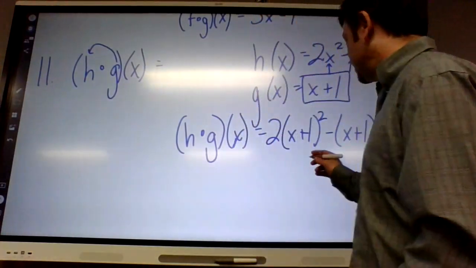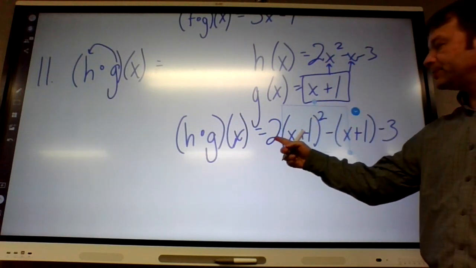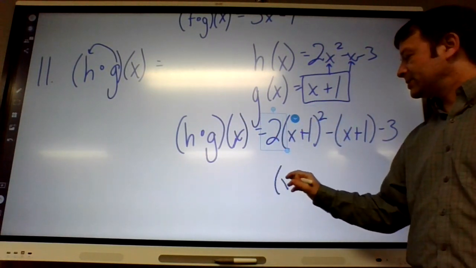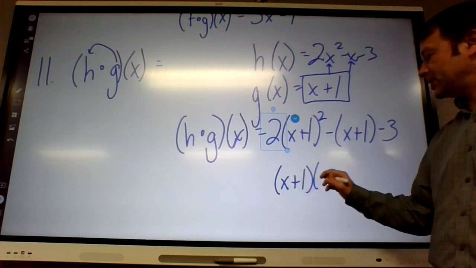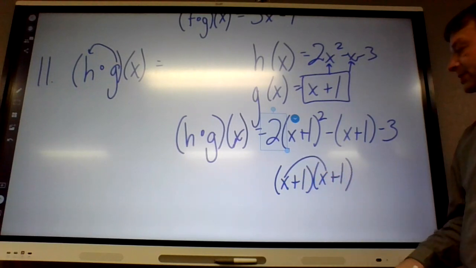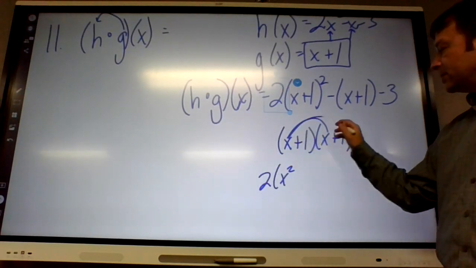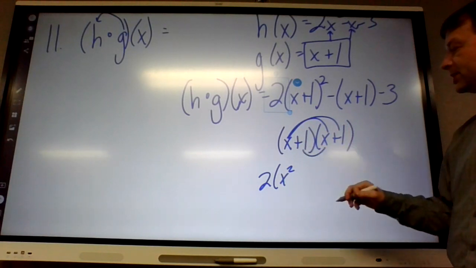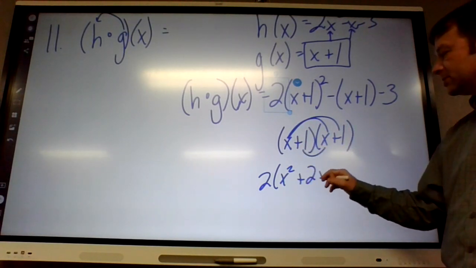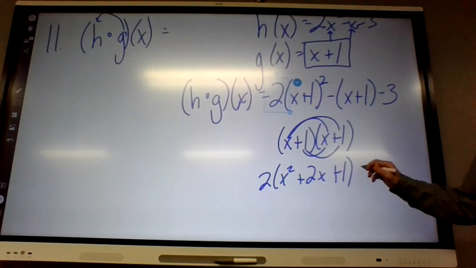So how do I simplify x plus 1 squared? Exponent comes before multiplication, right? It's x plus 1 times x plus 1, all of it. So it's x times x, x squared, x times 1, 1 times x, 1 times 1. Okay, that's all the FOIL stuff.